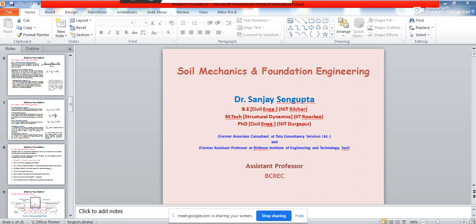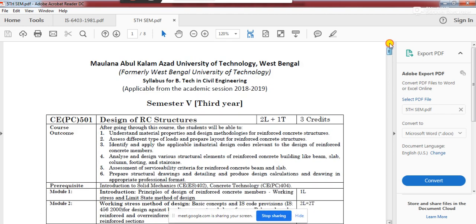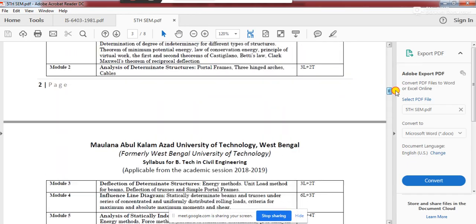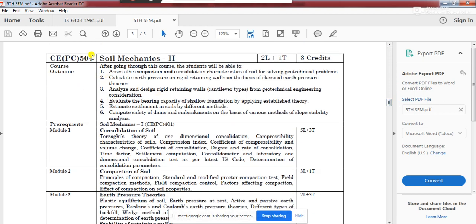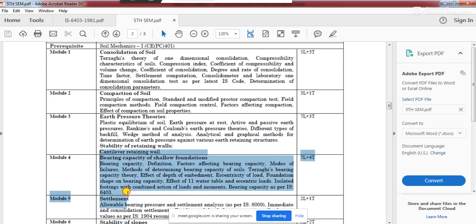We were discussing shallow foundation and bearing capacity of shallow foundation. If you see the syllabus, this is your syllabus, semester 5, third year. The subject is soil mechanics 2, and we are discussing module 4. If you notice, we are almost completing this discussion. Let us try to understand the syllabus first, then see syllabus-wise whether we have discussed everything or not.